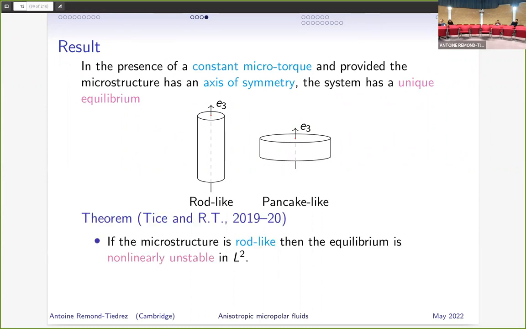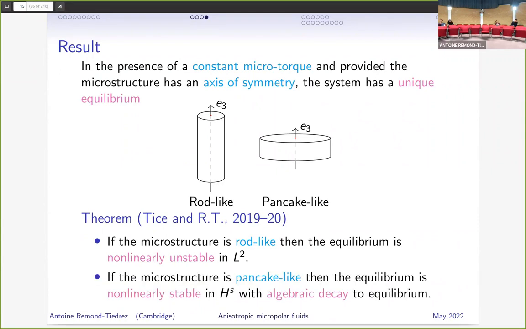And then what you can prove is that the rods are unstable in L2. So there's going to be a ball in L2 around this equilibrium that you always leave. Oh, to be more complete about the equilibrium: the angular velocity is just a constant, and the fluid velocity is 0. So the particles are not moving around, they're all just spinning. So for that equilibrium, if your particles are rod-like, then it's unstable in L2. But if you're a pancake, then you're stable in H^s with algebraic decay to equilibrium.